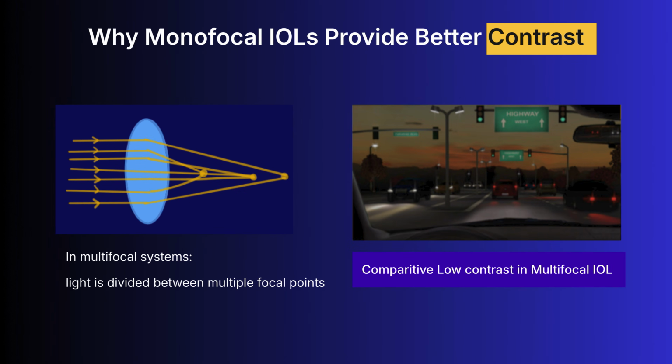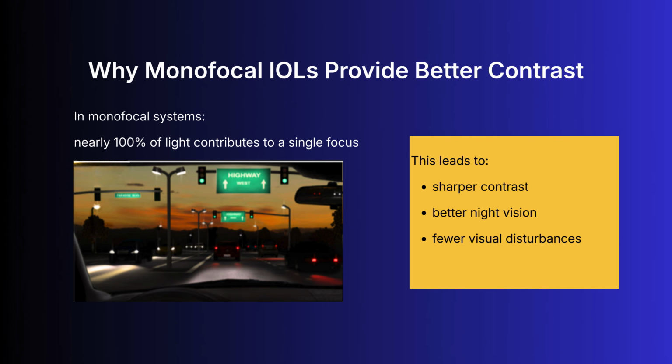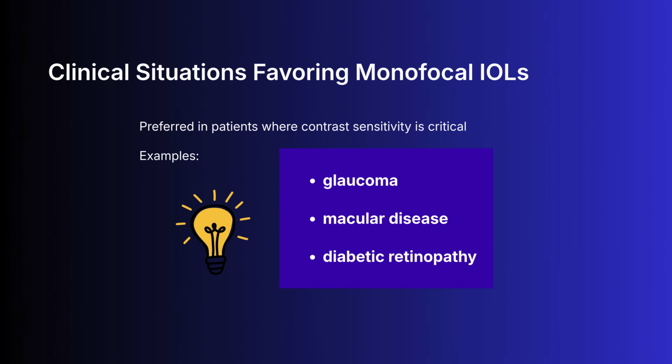In a multifocal optical system, on the other hand, the incoming light is divided between multiple focal points. This means that each focus receives only a portion of the available light energy. So for this reason, the monofocal IOLs, because nearly all the available light contributes to a single focal point, also translate into better night vision and fewer visual disturbances. Also, monofocal IOLs for this reason are preferred in patients where contrast sensitivity is particularly important. For example, those with glaucoma, macular disease, or diabetic retinopathy.